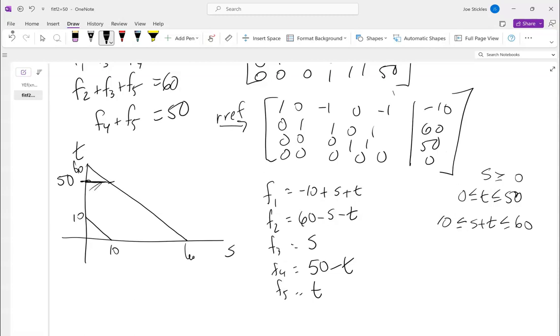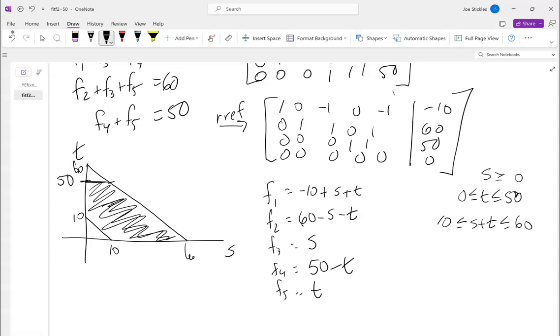Okay. So anything in this region works for the S and the T, is what we're saying. So yeah, S can be 0 as long as your T is between 0 and 50. T can be 0 as long as your S is between 10 and 60.